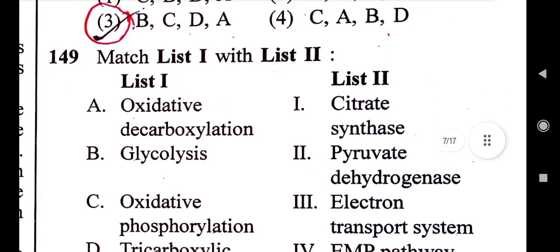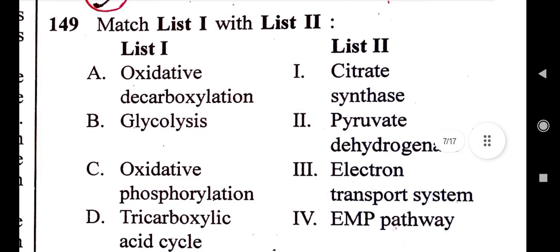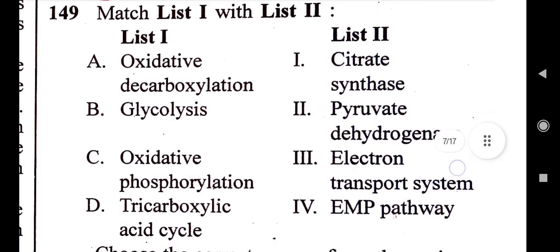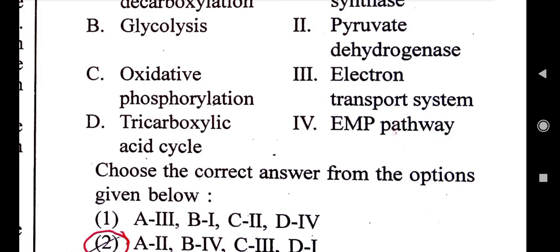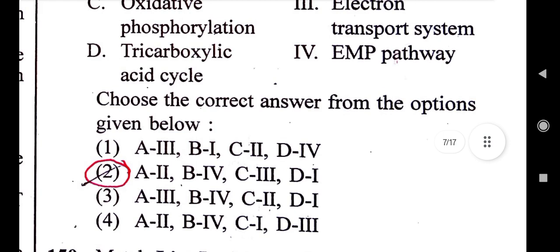Question number 149. Match list 1 with list 2. List 1 and list 2. Option A: oxidative decarboxylation, citrate synthesis. Option B: glycolysis, pyruvate dehydrogenase. Option C: oxidative phosphorylation, electron transport system. Option D: tricarboxylic acid cycle, EMP pathway. Choose the correct answer from the options given below. So option 2 is the correct option.